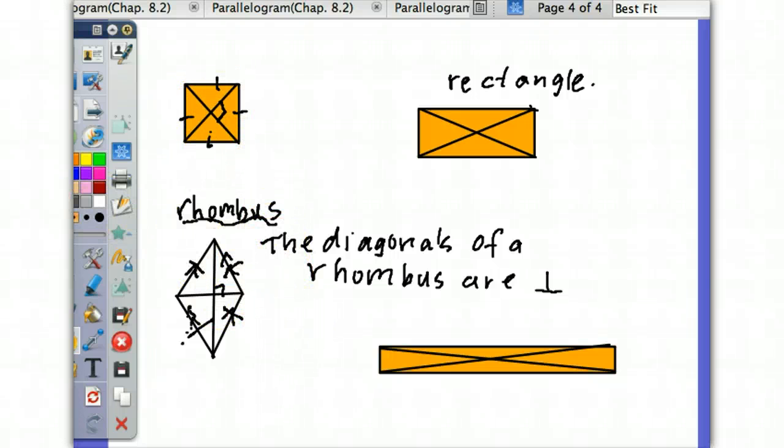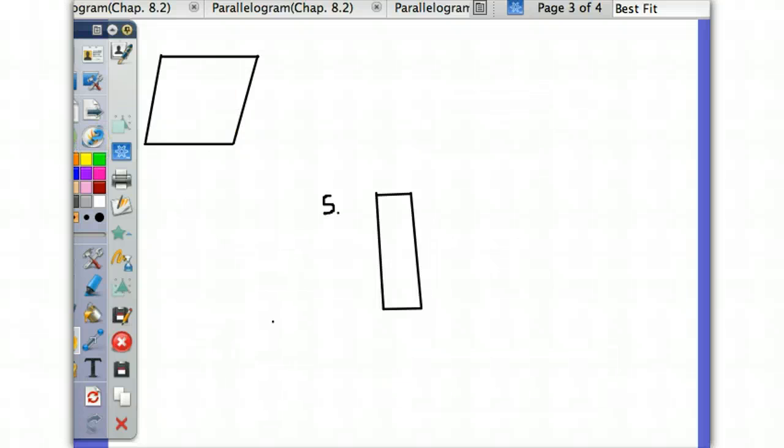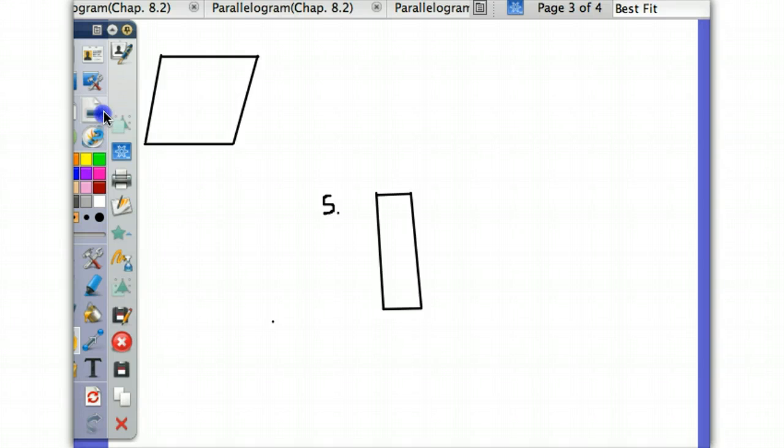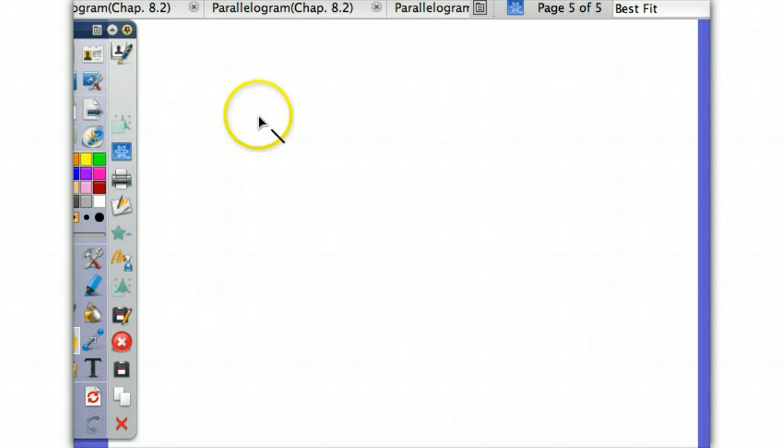All right, let me give you one more word about the diagonals before we go to our worksheet. If we draw another diagonal here, these diagonals would bisect each other. So GL would bisect OD, as well as OD would bisect GL. So what does that mean? Maybe I could illustrate it on a separate sheet.